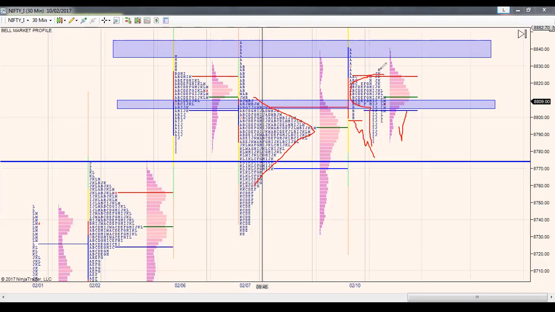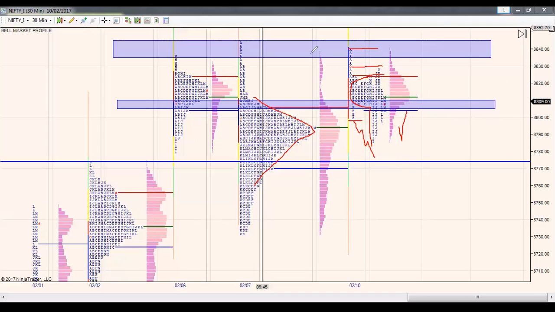Sellers again came in and sold this. Now if this buying was strong, if these buyers were strong, they should have at least tagged the open and preferably this high. But we could not do that. We barely moved above the value and again fell back. Now this time we again came and tested below this 0510 level and closed there.